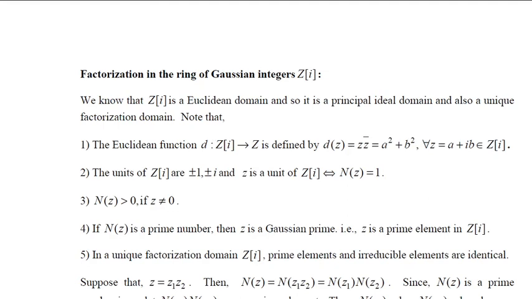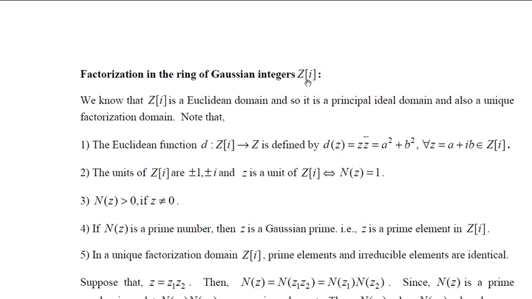Hello everyone. In the previous class we discussed unique factorization domains and certain results on them. Today we are going to continue the discussion with factorization in the ring of Gaussian integers, Z of i.